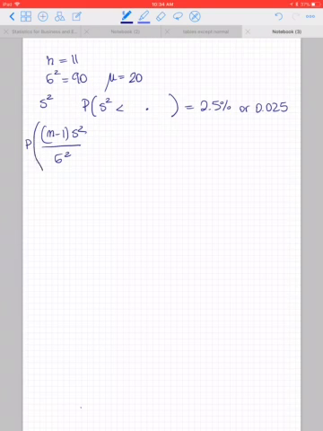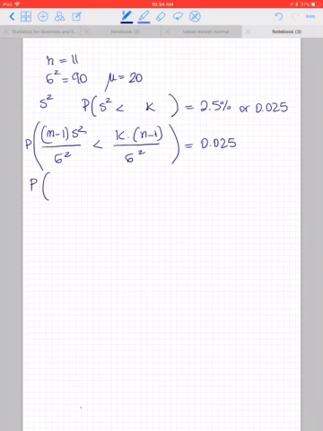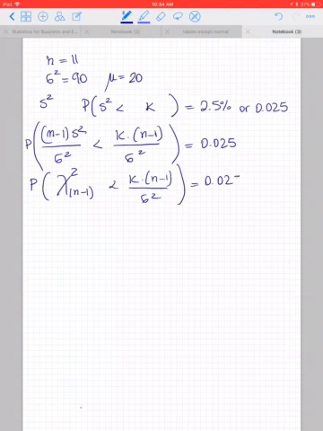So now we want the probability that, let's call this number k, (n minus 1) times s squared divided by sigma squared is less than k times (n minus 1) divided by sigma squared, equal to 0.025. I just multiplied and divided both sides of the inequality by the same amount. Now we know that this is distributed as a chi-square with n minus 1 degrees of freedom, where n minus 1 is 10.